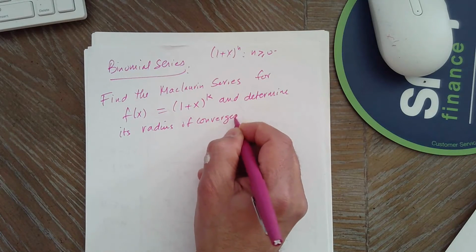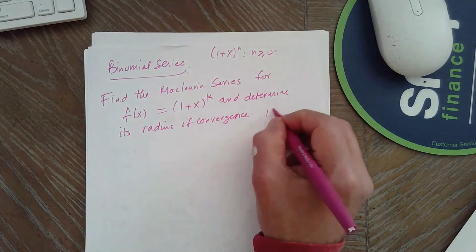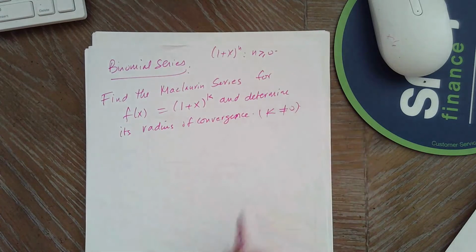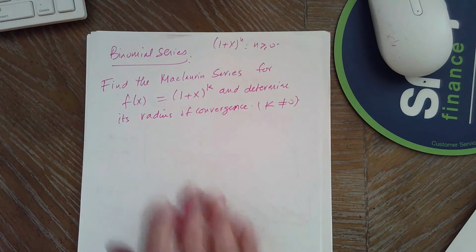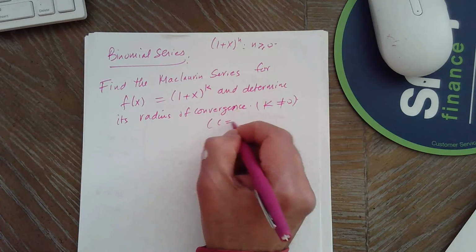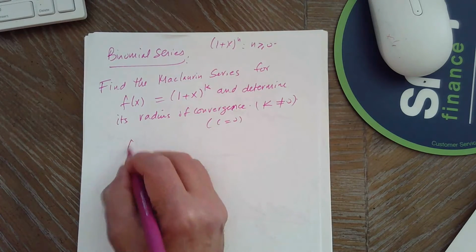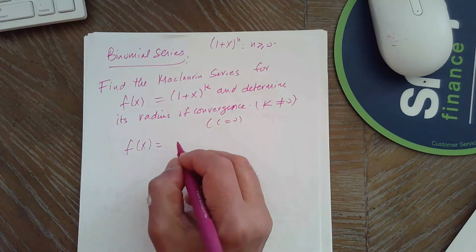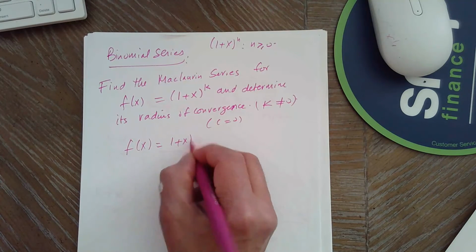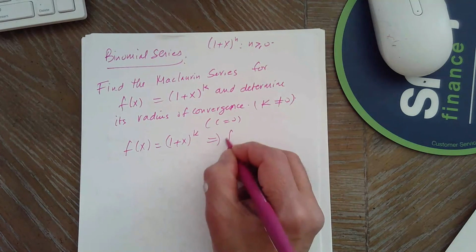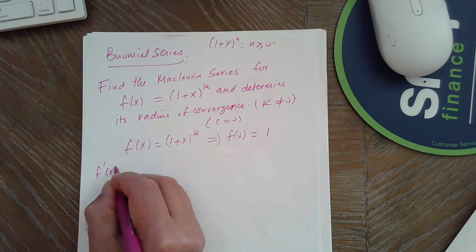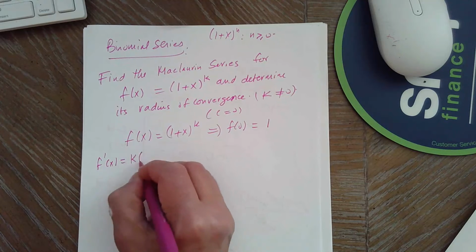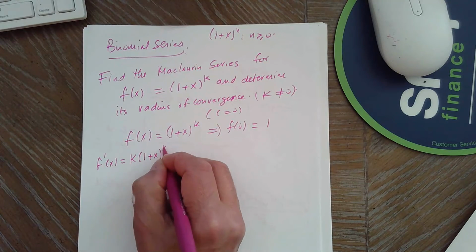The only thing is that k doesn't have to be 0. Okay, k could be anything. So again, to write it as a Maclaurin series, c is 0, so we're going to write f of x equals 1 plus x to the k. So f of 0 is 1. f prime of x is k, using the power rule, times 1 plus x to the k minus 1.